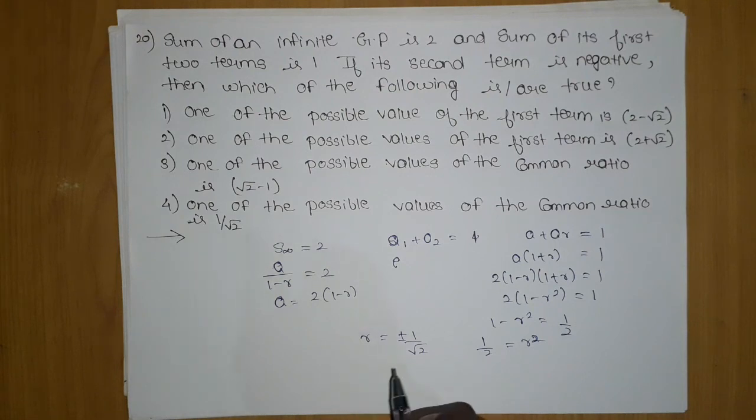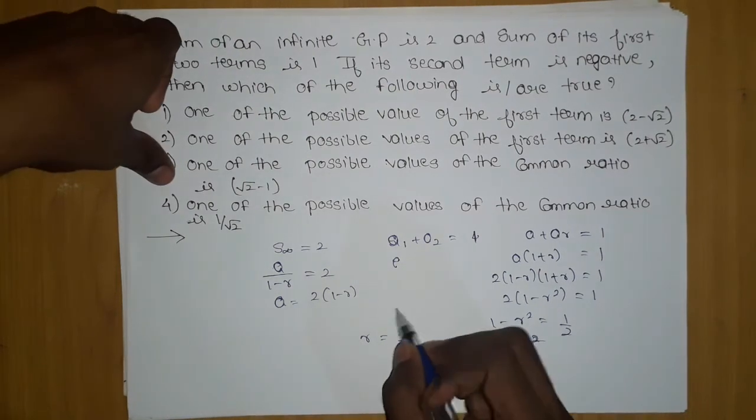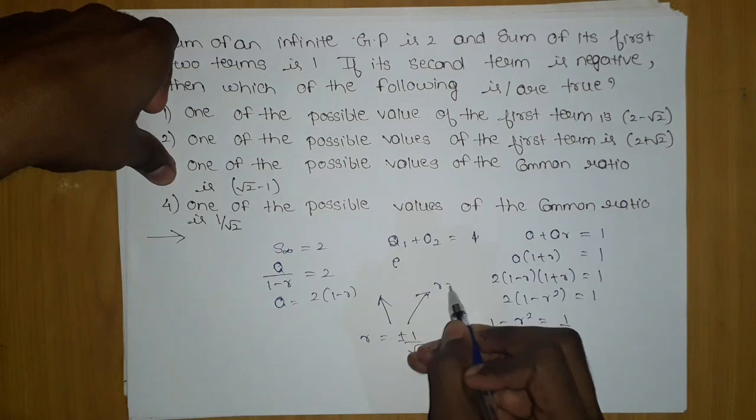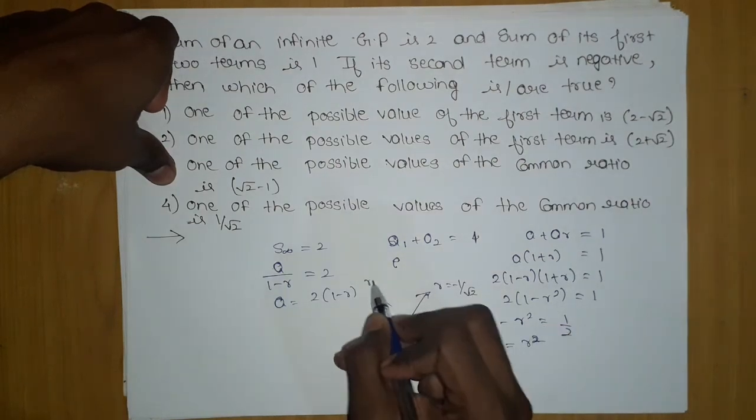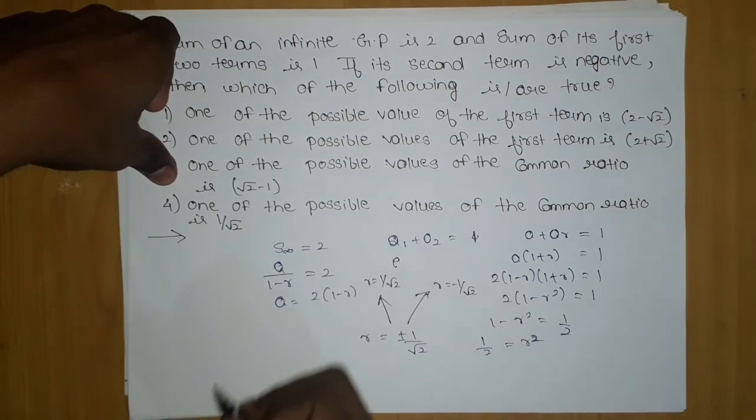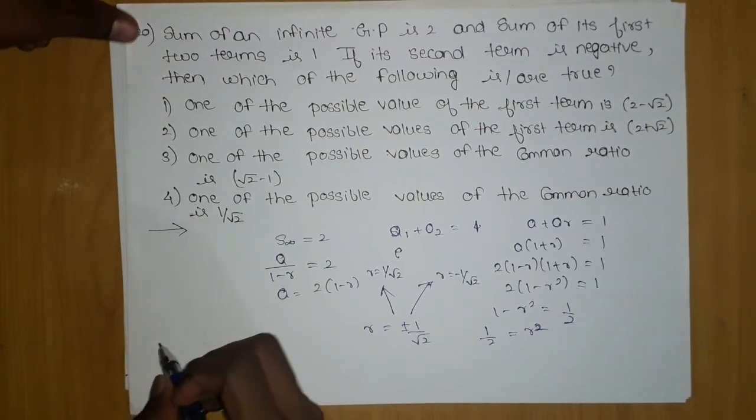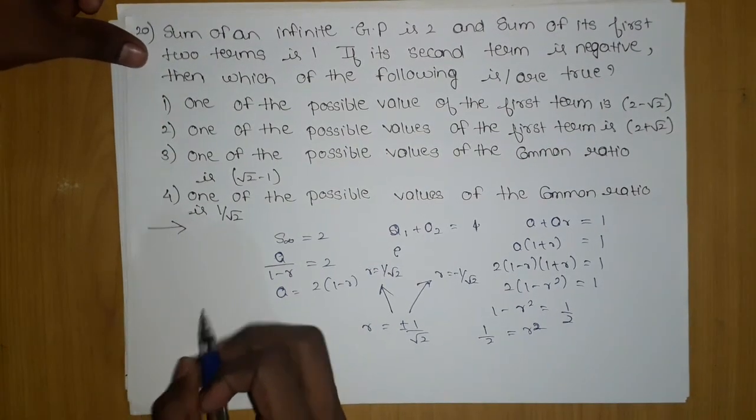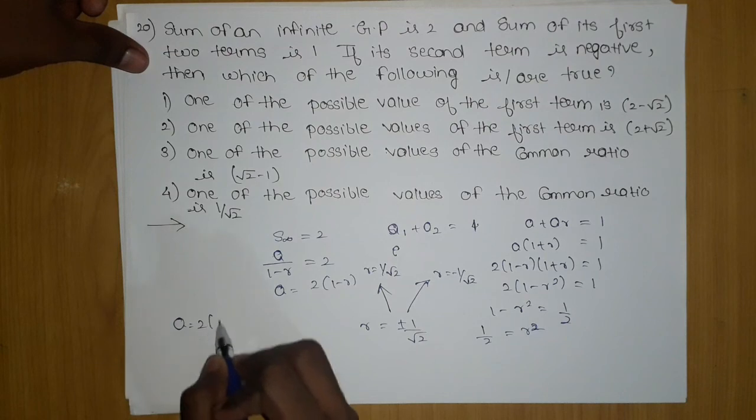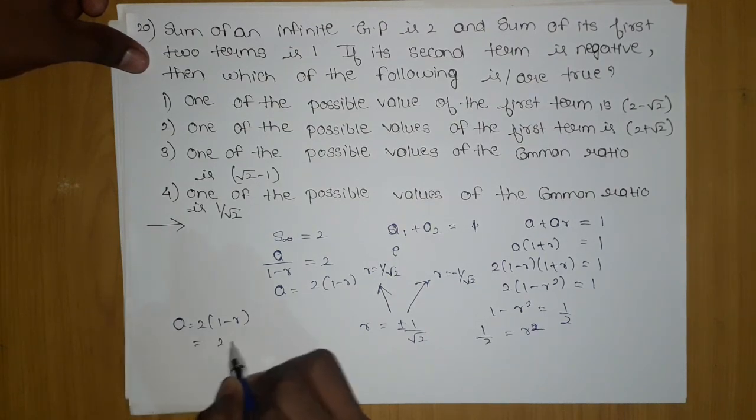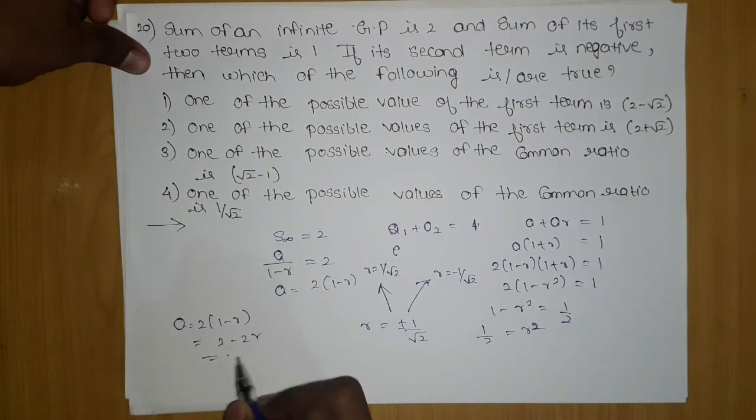Then which of the following is true? So r can have two values: r is equal to minus 1 by root 2, and r is equal to 1 by root 2. Which one do we have to take? We have to take both. Now to find a, it will be nothing but 2 into 1 minus r, so 2 moves to 2r.